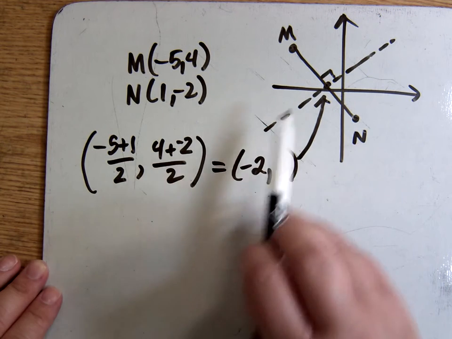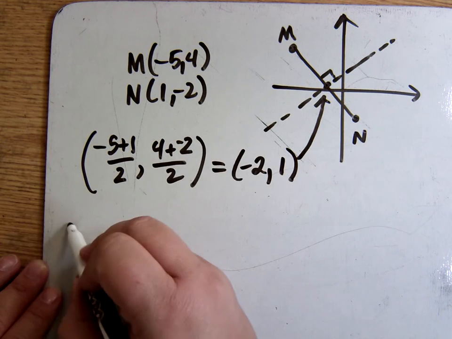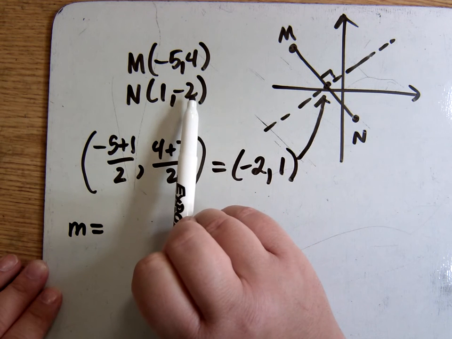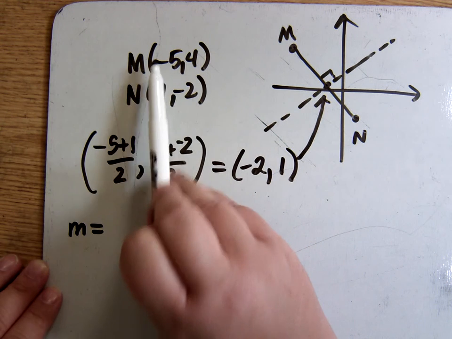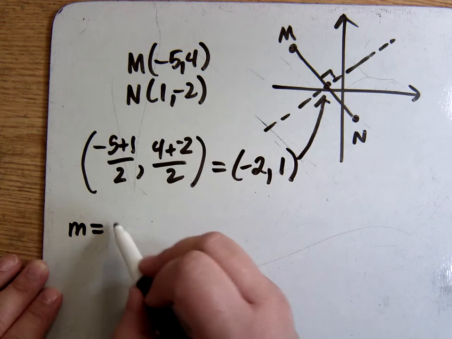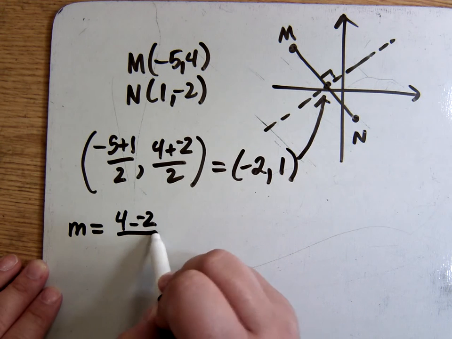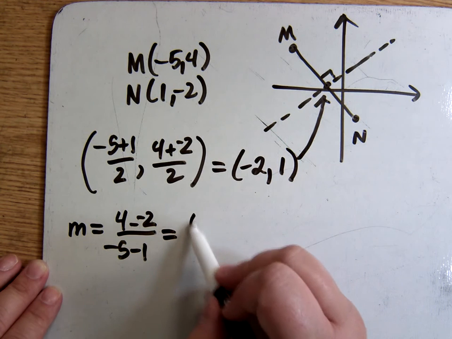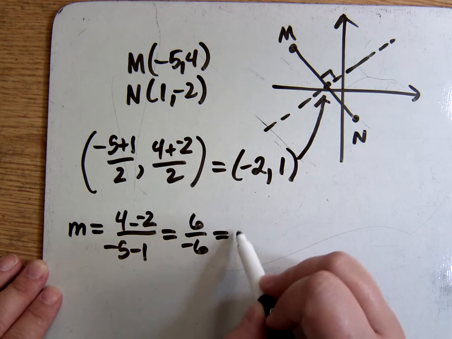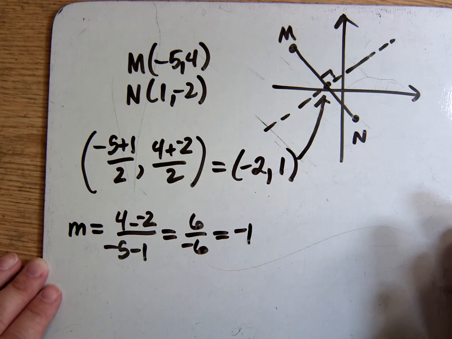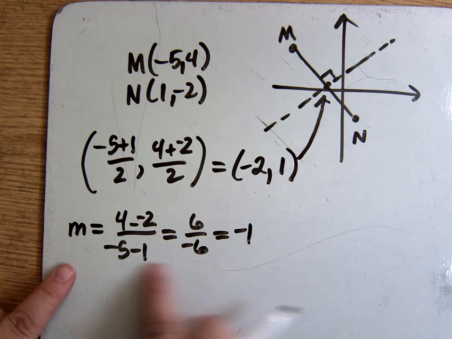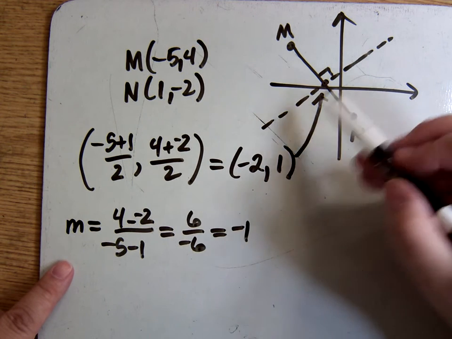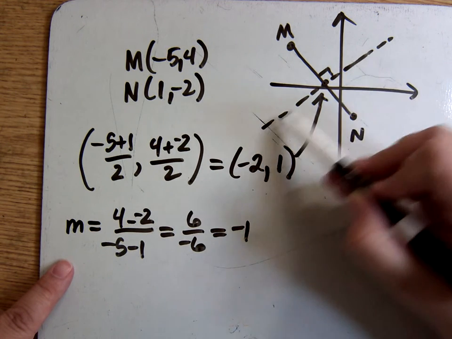The next thing I want to do is find the slope of MN. The slope formula says take the difference between your y values and put that on top, and on the bottom, the difference between your x values. So 4 minus a negative 2 on top, negative 5 minus 1 on the bottom. This becomes 6 over negative 6, which is negative 1. Now, that is actually the slope of MN. Be careful that you remember that that's the slope of MN. That's not the slope of the perpendicular line.